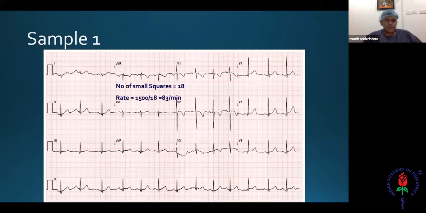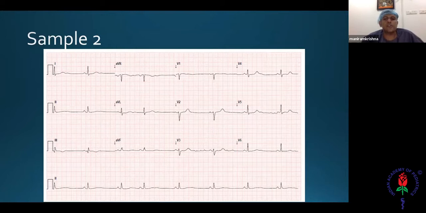Again, you know the formula, 1500 divided by the number of small squares. Here you can see that there are probably 18 small squares between these two QRS complexes, and 1500 divided by 18 is 83 per minute. Now in this one, you can see there is probably some sinus arrhythmia, so the heart rate here is slightly quicker than the heart rate in the rest of the tracing. So I'm going to ask you to calculate the heart rate based on these two QRS complexes.